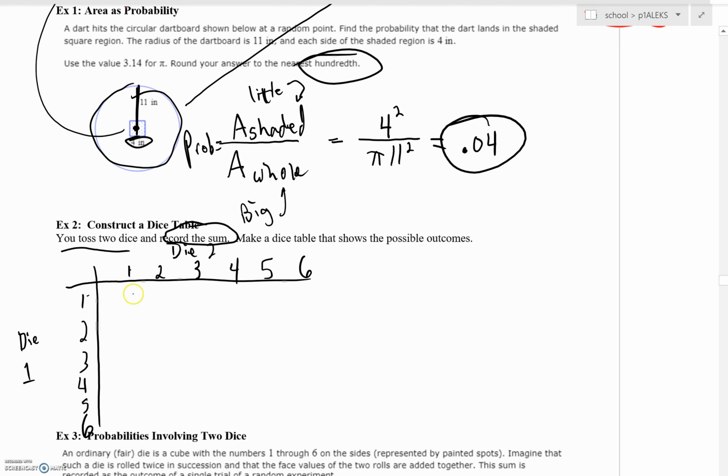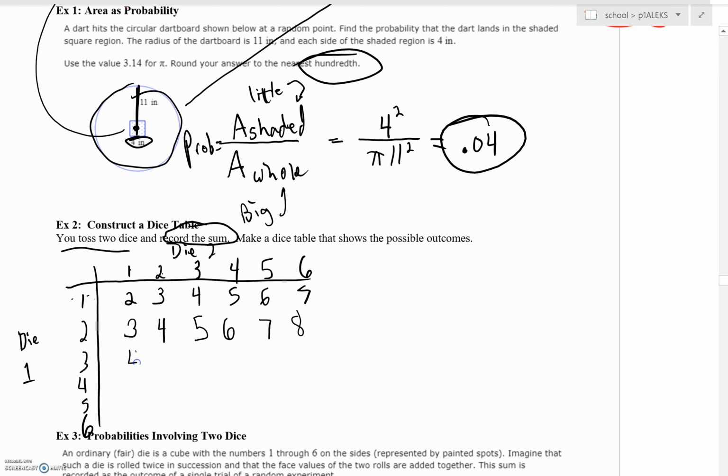If you get a 1 and a 1, that adds up to a 2. A 1 and a 2 becomes a 3. A 1 and a 3 is a 4, 1 and a 4 is a 5, a 1 and a 5 is a 6, 1 and a 6 is a 7. 2 and a 1 is a 3, 2 and a 2 is a 4. I think you get the idea. Very quickly, kids begin to see the pattern. As we're going left to right, we just get one step bigger each time.